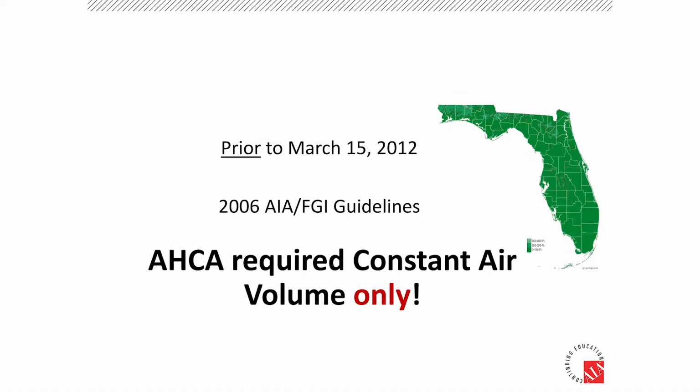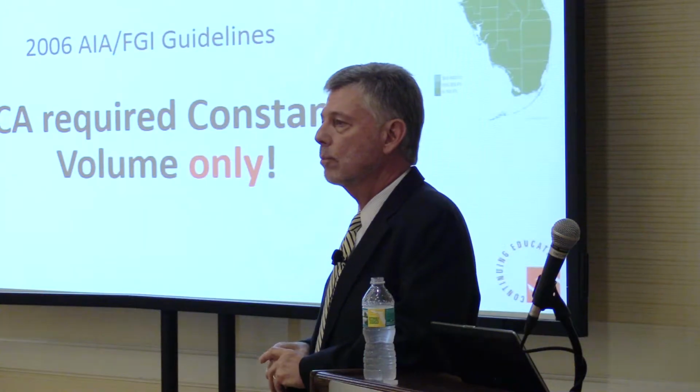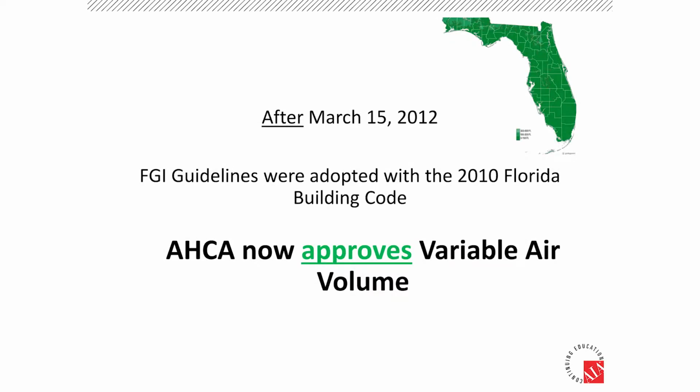So in March of 2012, or prior to that, AHCA here in Florida required that constant air volume was the only design that they would accept. Not any spaces anywhere were designed with VAV. After March 15th of 2012, the FGI guidelines were adopted with the building code here in Florida, and AHCA then began to approve variable volume control in certain zones within the hospital, in the true sense of VAV control.